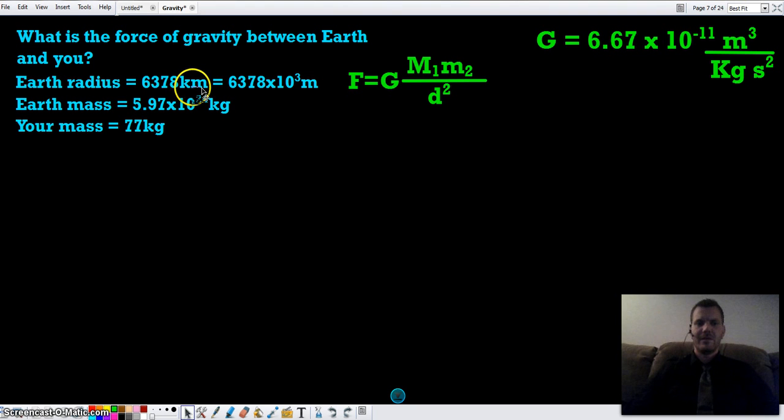The problem here is that we have kilometers. Over here in our gravitational constant, we can look to this for the units that we want to use. We want meters. Meters is also the standard SI unit. We're always going for the standard SI unit here, so we want 6,378 times 10 to the third meters. I knew to change it to this number because kilometers, the kilo, means times 10 to the third. Anytime you see kilo, you can replace the K with times 10 to the third.